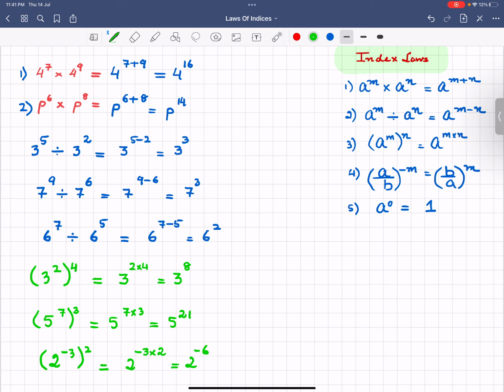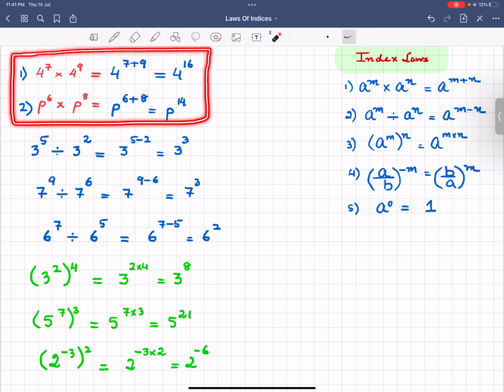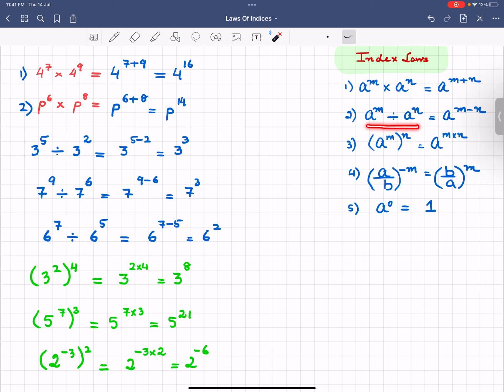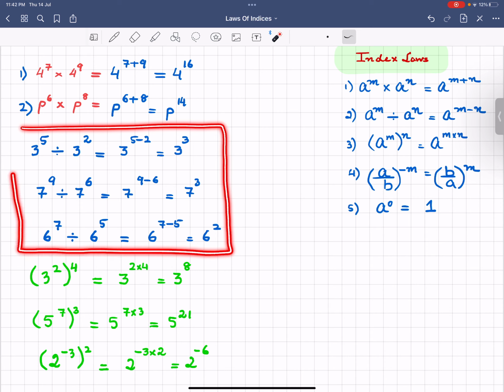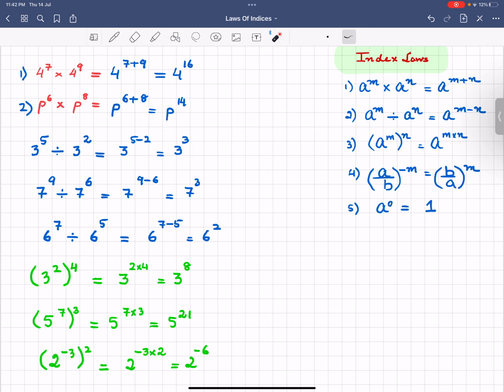So these are the first three rules. We discussed the first rule where we add up the indices when the bases are multiplied. That was rule number 1. Rule number 2 is when the bases are divided, powers are subtracted. So these three questions were with the second category. And rule number 3 was the power rule. So we have a to the power of m to the power of n, then the powers are multiplied. So these three were from the third category, rule number 3.